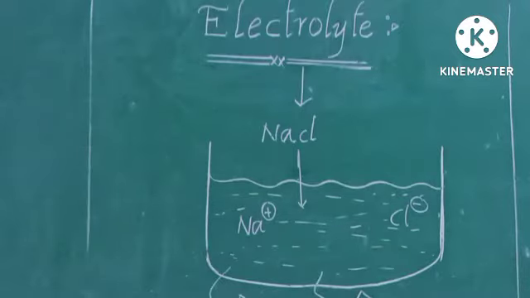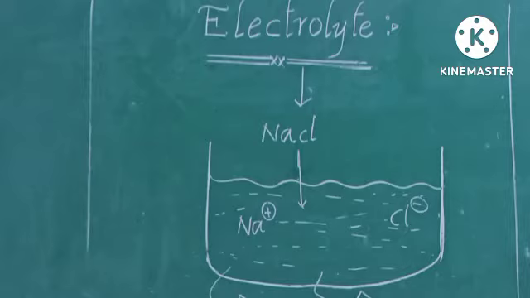Today we are discussing an important concept in electrochemistry, that is electrolyte. What is an electrolyte? First of all, we have to define what is an electrolyte. Electrolyte is the substance which, when dissolved in water, gives ions. For example, if you take NaCl and dissolve it in water, it gives Na+ ions and Cl- ions. So this aqueous solution is called an electrolyte.